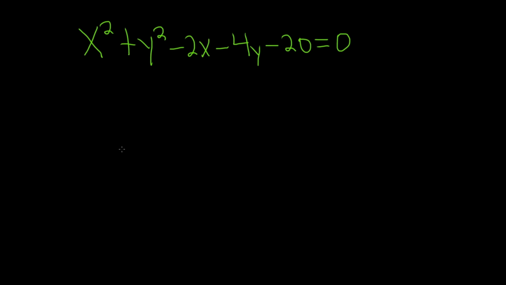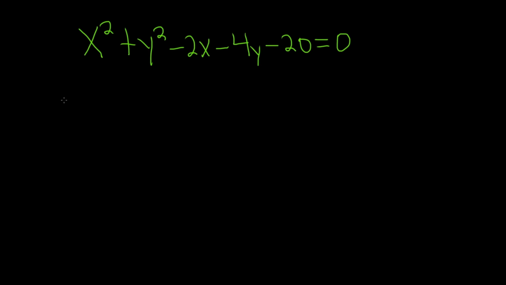Good luck. In this problem, we have the equation of a circle, and we have to complete the square and write it in standard form, find the center and radius, and graph it. So the first step when we're completing the square is to group all of the x's together and group all of the y's together and get rid of this constant.